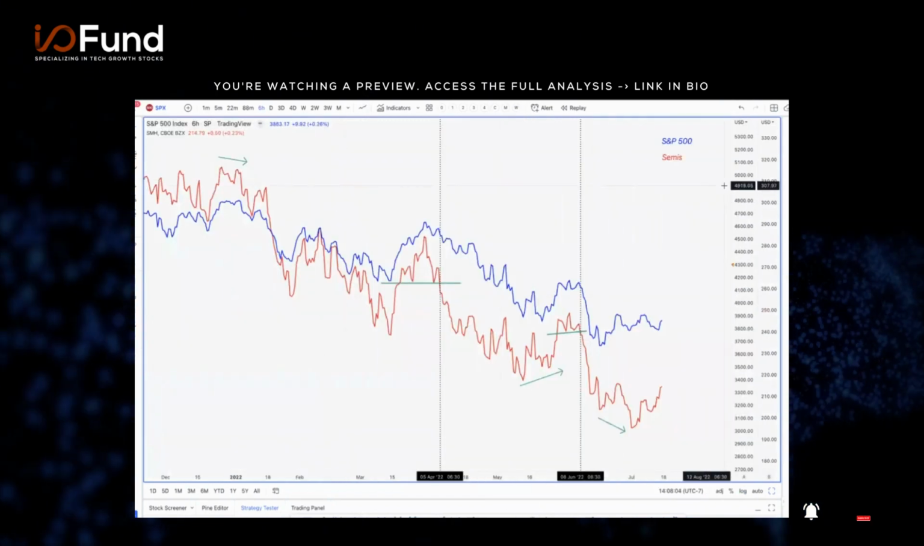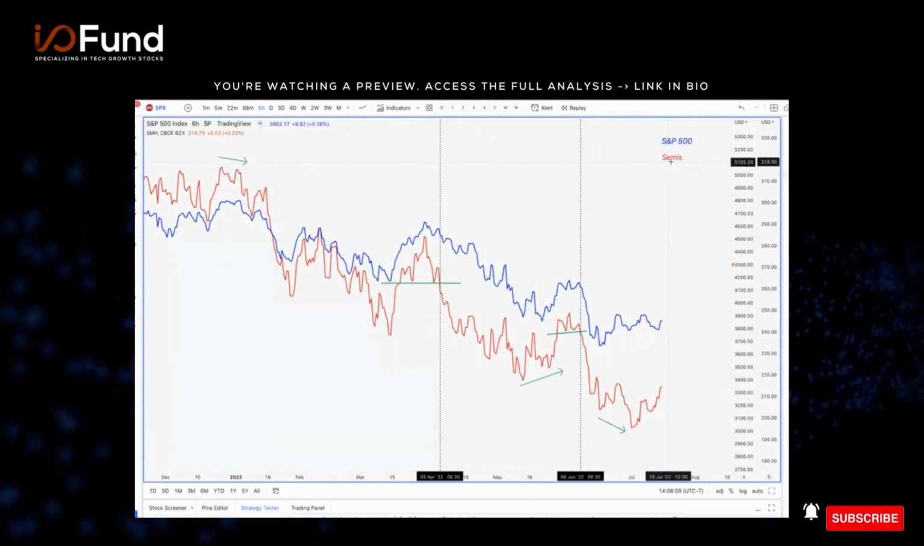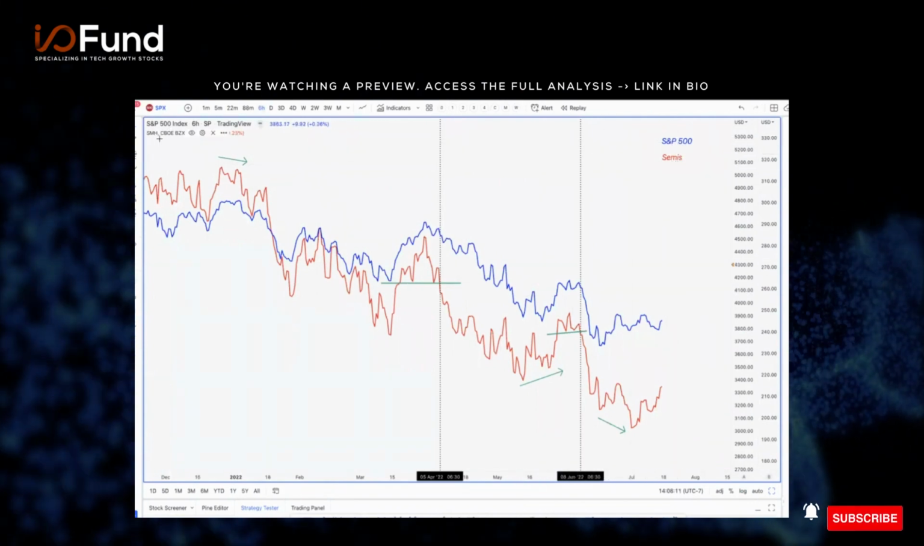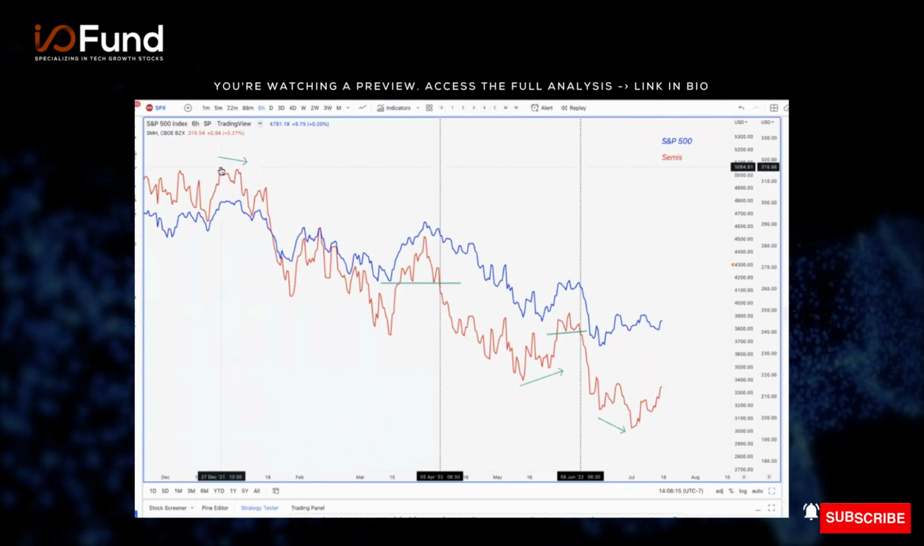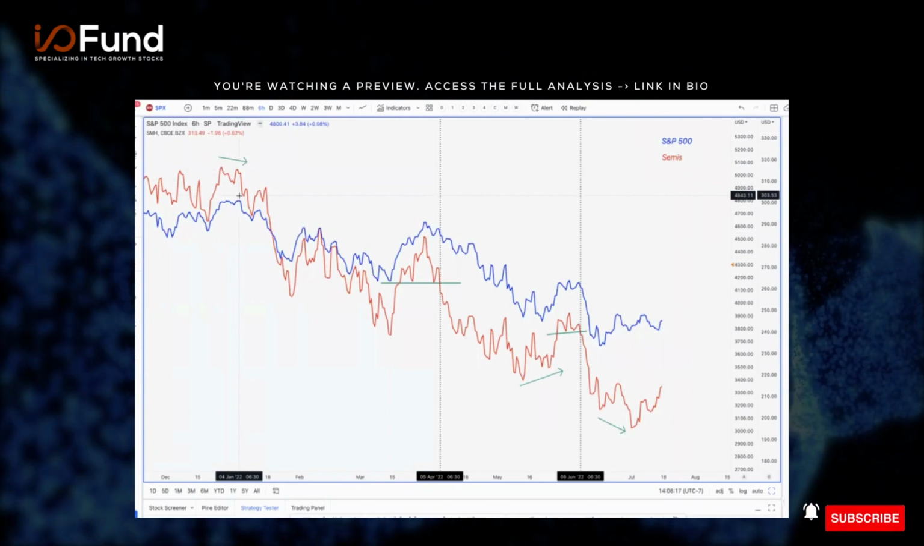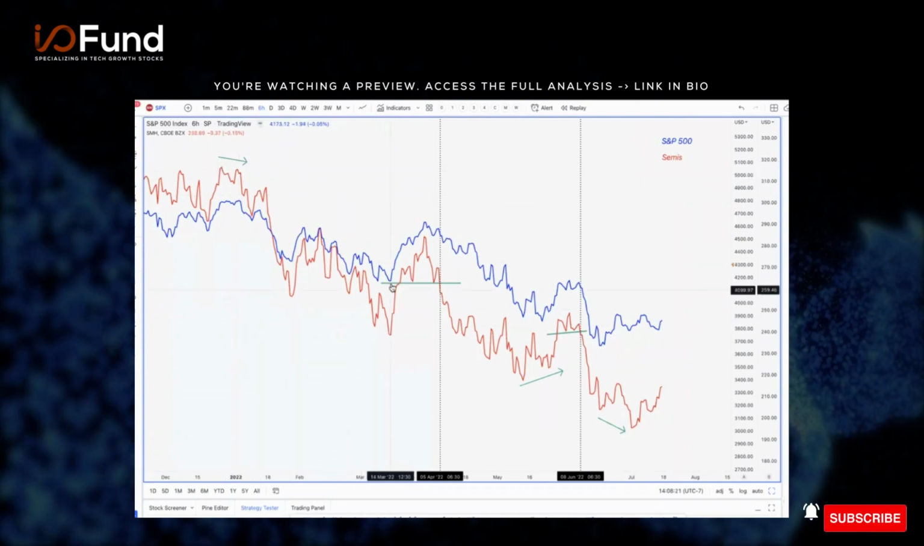Semis have actually been leading us this entire time. If you take a look, this is the S&P 500 in blue. The red is SMH, an ETF tracking the semiconductor sector. Semis topped on December 27, and the S&P topped on January 4th, right? So semis topped first.